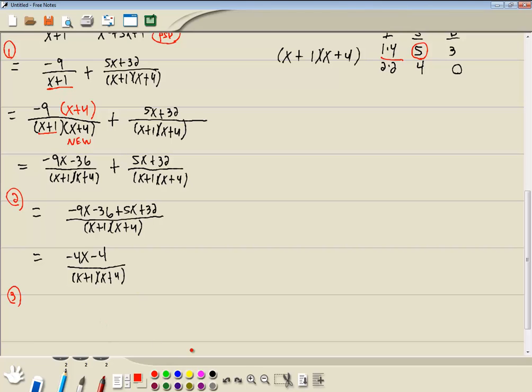Okay, step 3. Factor the top, factor the bottom. Bottom should always be factored already, so you shouldn't have to worry about that. Top part I can factor out a GCF. I can factor out a negative 4. They're both divisible by 4. My first term is negative. So that gives me negative 4 times x plus 1 over x plus 1 and x plus 4.